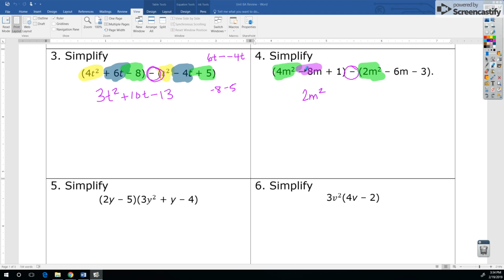Then I have negative 8m and negative 6m. So again, remember, I'm subtracting. Negative 8m minus negative 6m. Those two negatives become a positive. So that's negative 2m. And then I have 1 minus negative 3. 1 minus negative 3 is 4. Again, those two negatives become a positive.